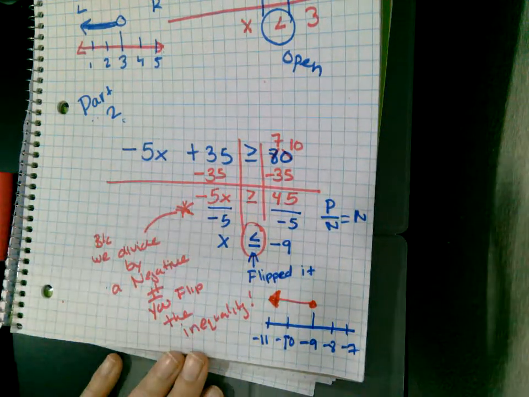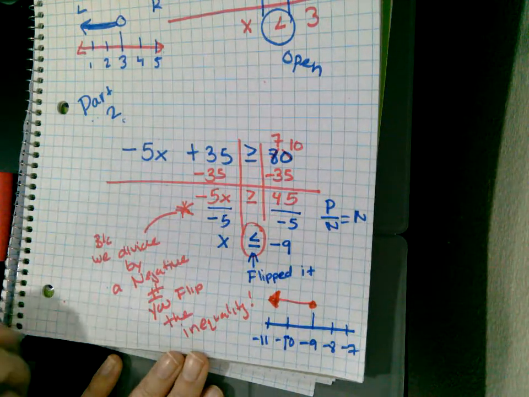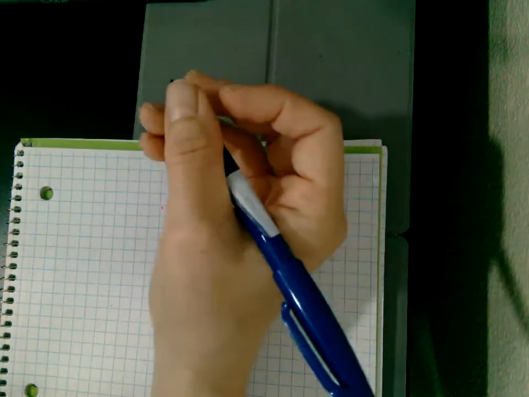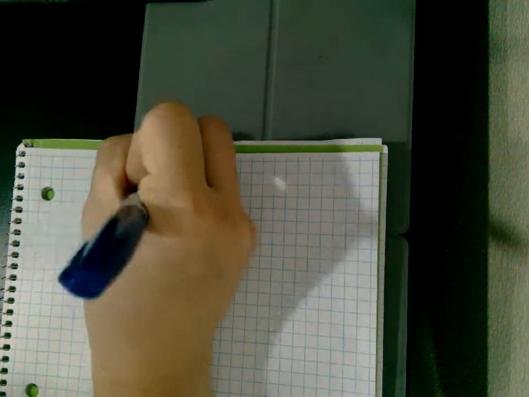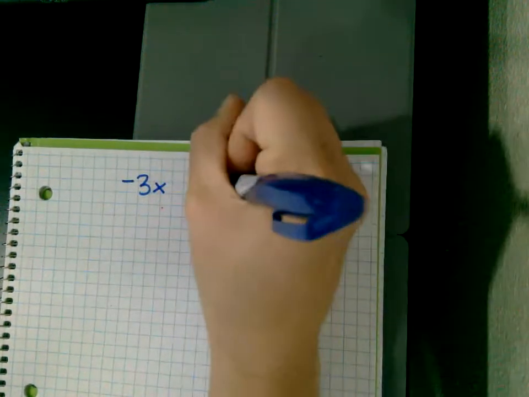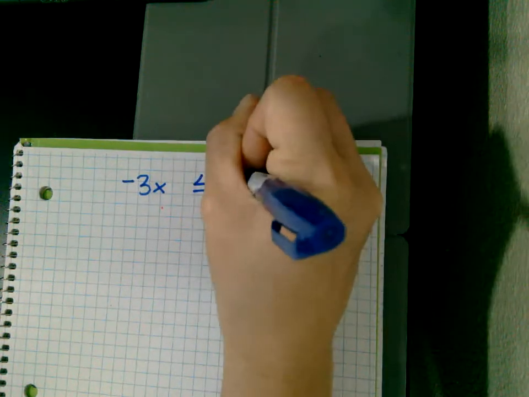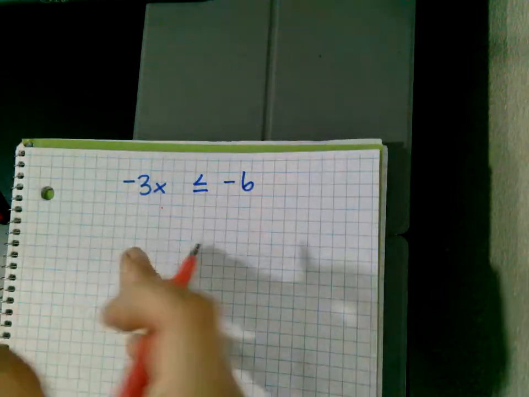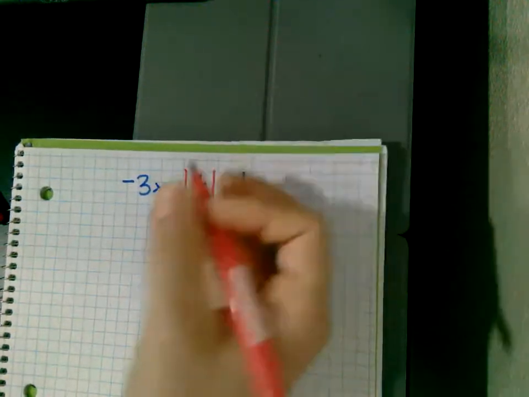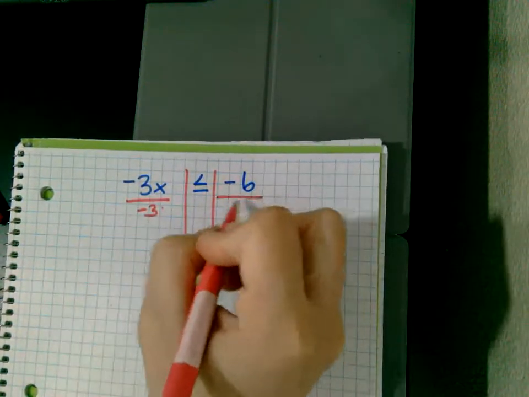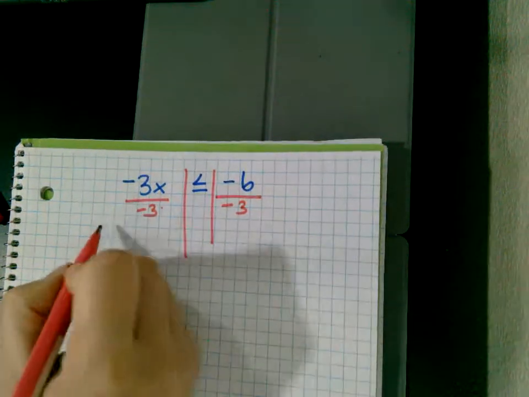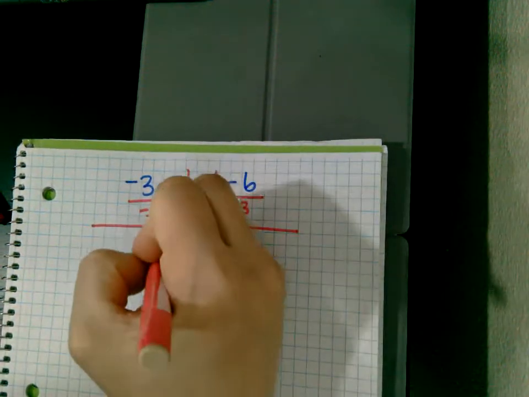For the next problem, I'm going to take it one step back. I'm going to do an easier problem just so we can clarify a couple of things. If I have negative 3x is greater than or equal to, let's say, negative 6, it's a one step. I'm going to divide by negative 3. So we're left here with x.